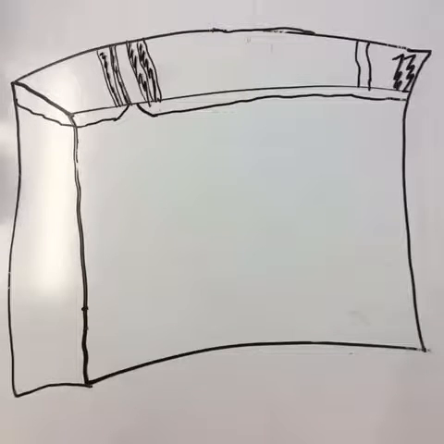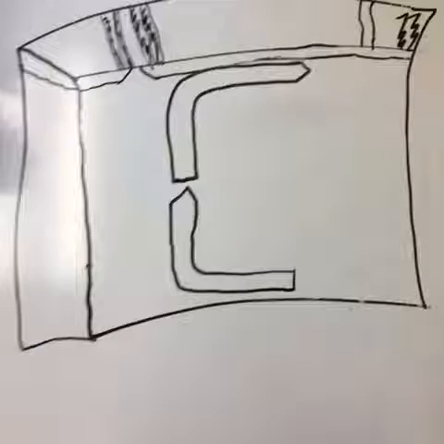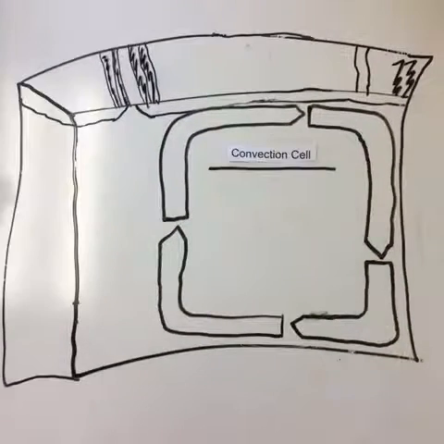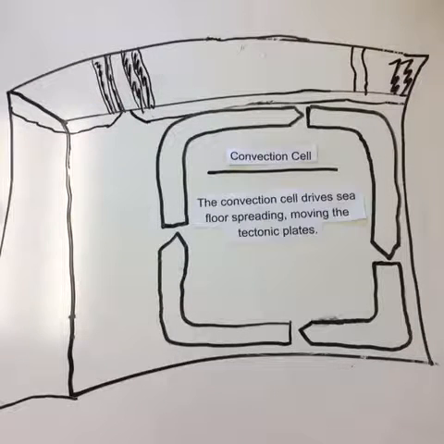Convection cells also happen to cause earthquakes and seafloor spreading. In the ocean, a convection cell can drive apart seafloor spreading and move the tectonic plates. A mid-oceanic ridge is an underwater mountain range formed by plate tectonics.